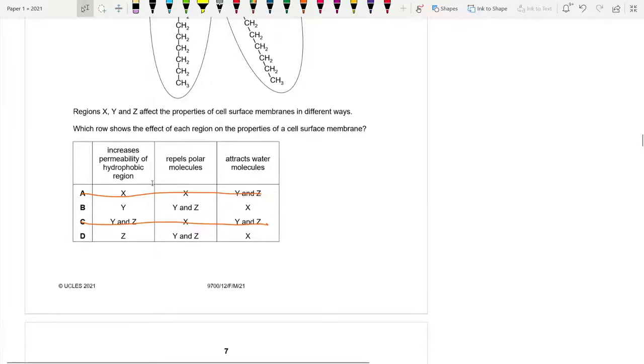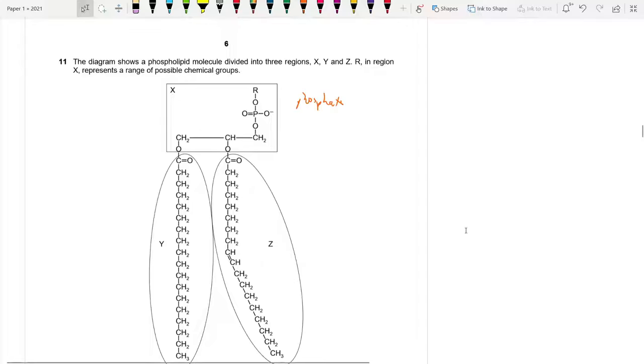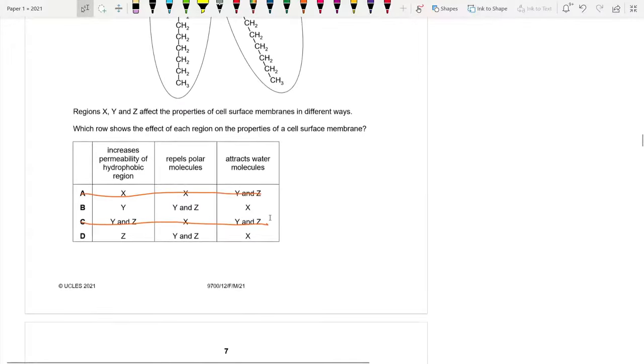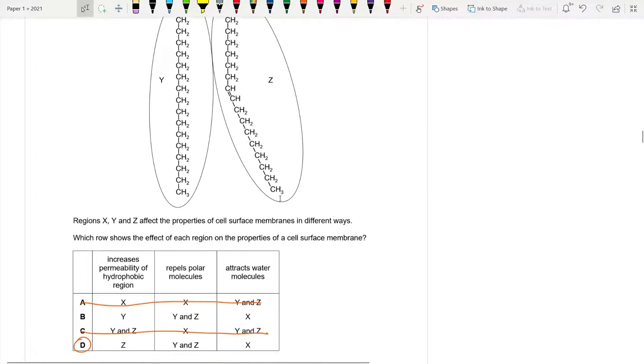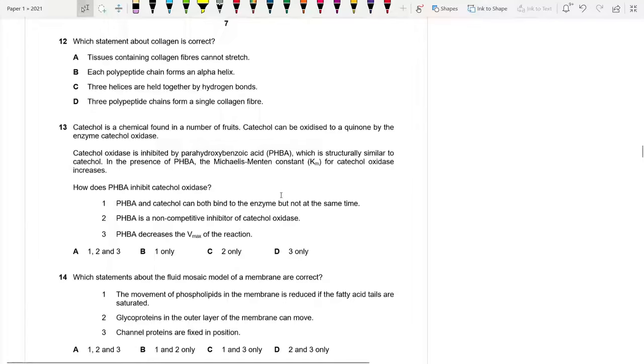Now, which increases the permeability of the hydrophobic region? Basically, do you see a kink in the tail? The kink is due to the presence of unsaturation, the carbon-carbon double bond. So in Z, even though it's a hydrophobic region, it's slightly polar, so it increases the permeability slightly. That's why the answer should be Z due to the carbon-carbon double bond. 11D.